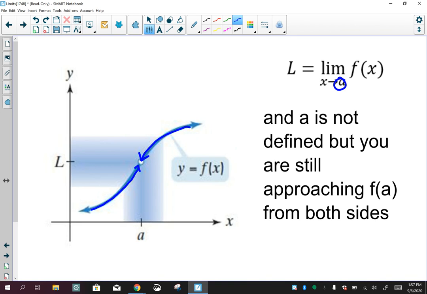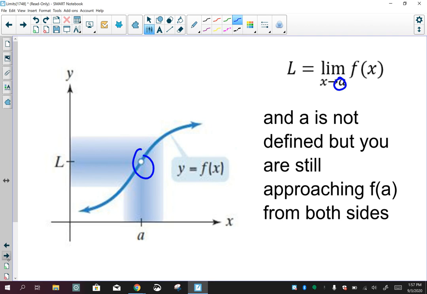But the neat thing is the question you should ask yourself is, am I still approaching the same number from both sides? In this case, the answer is yes, I am, because if you look here, I'm coming in from this direction and approaching that number. I'm coming in from this direction and approaching that number. So therefore, this limit exists because I'm coming in and approaching the same value, whatever it would have been.